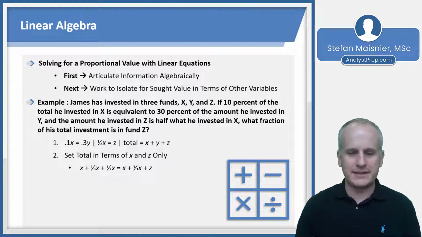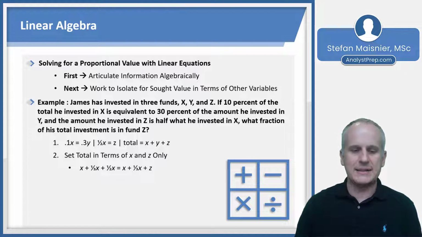And we can do that by saying that X is X plus 1/3 of X plus 1/2 of X is going to be equal to X plus 1/3 of X plus Z, because we know that if we multiply that very first equation by 10, we discover that X is equal to 3y. So that means that Y is equal to 1/3 of X.